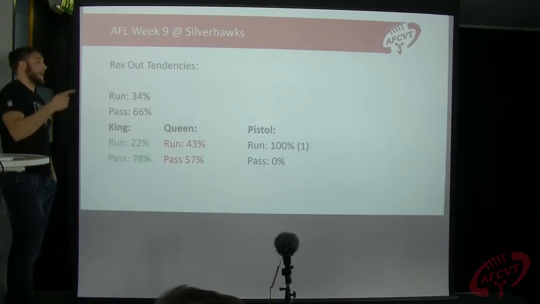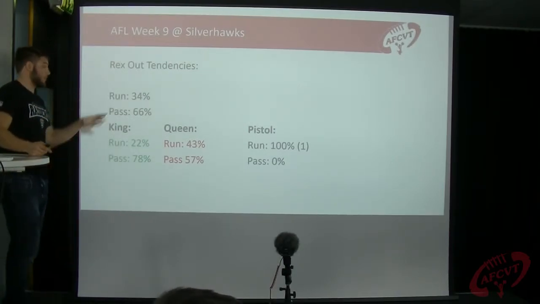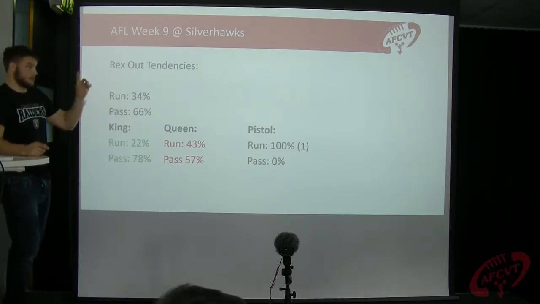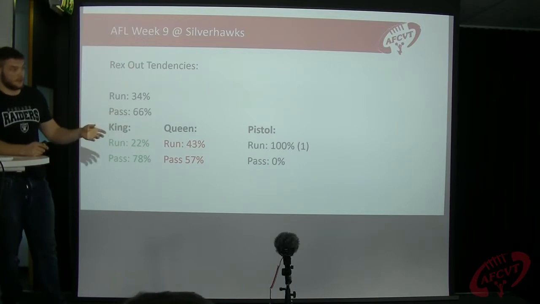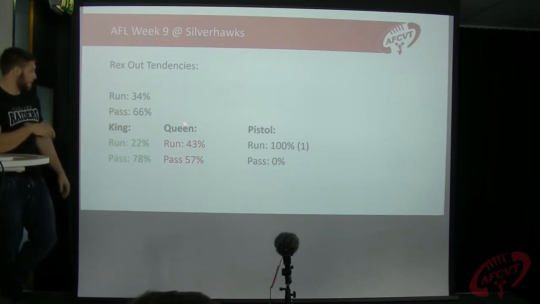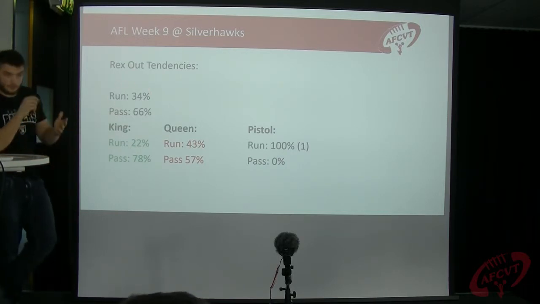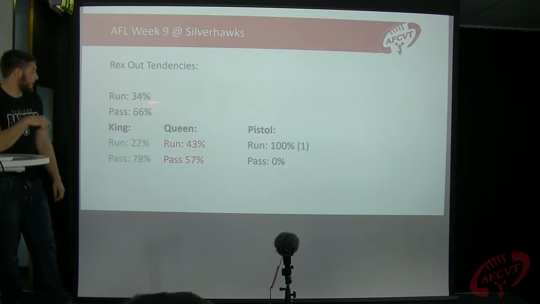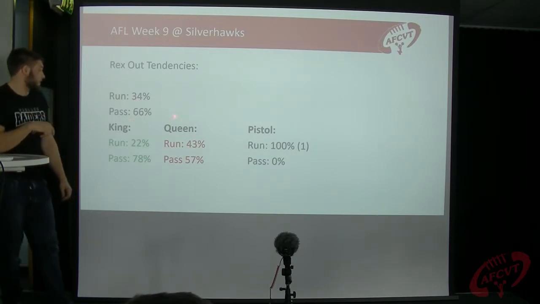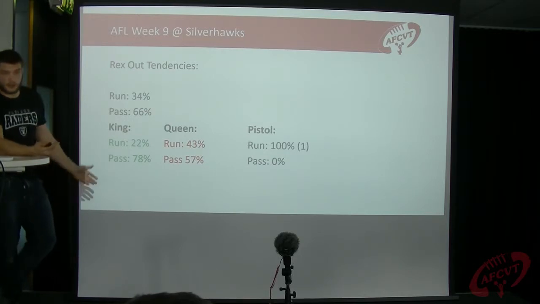Tendencies against the Silverhawks after we played them. Unfortunately, we don't have them in Hudl because the ODK was not how I wanted it, so I can't do the report on that. But still, I did it by hand. I used to do it before there was Hudl available. So we have the Rex out, they play 34% run, 66% pass. So it's actually a heavy pass team. Two-thirds of their plays out of Rex out is pass.